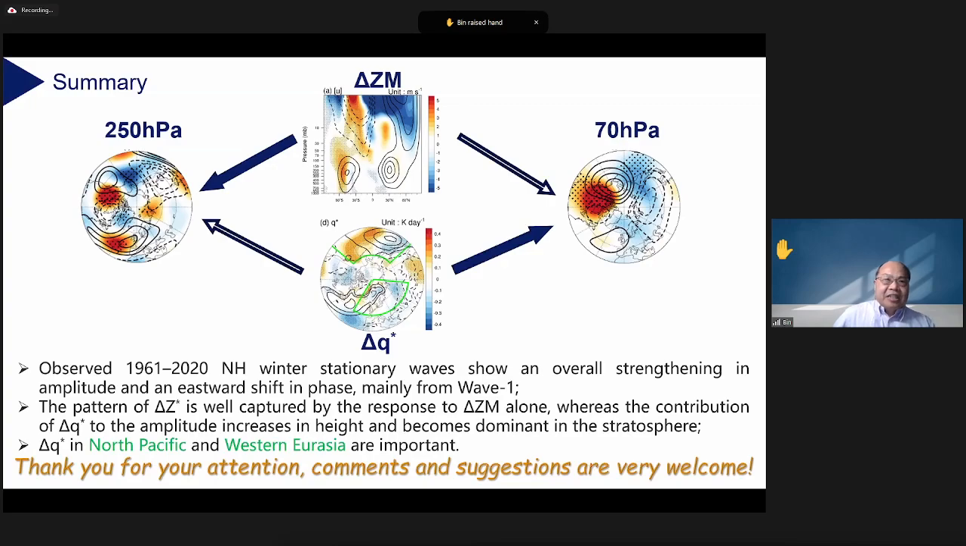It's a very nice talk. I think here you try to separate the flow into stationary and eddy waves. Do you have any idea whether the wave statistics you discuss here are sensitive to the resolution of the data you use?